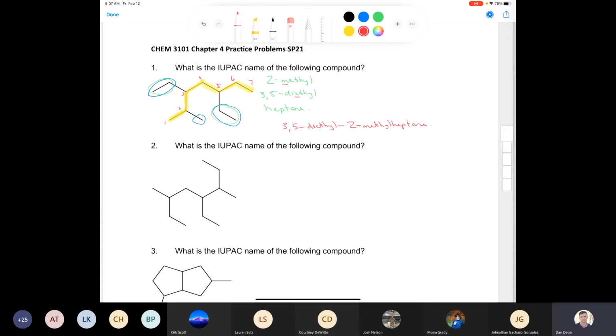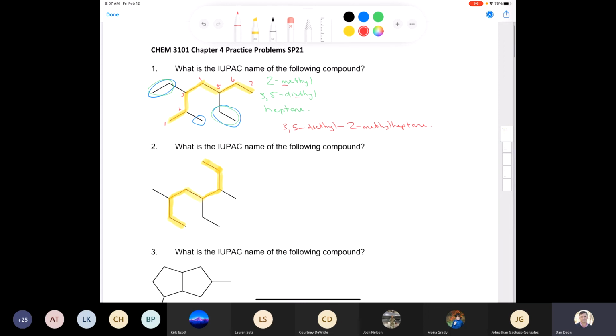Anybody find the longest carbon chain in this one? Yeah, absolutely. It's 8, isn't it? Yep. If you go from here, 1, 2, so we go 1, 2, 3, 4, 5, 6, 7, 8. We have 8 carbons in a row.